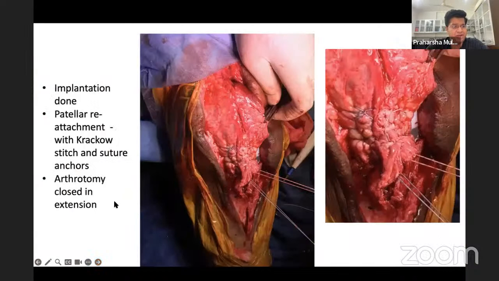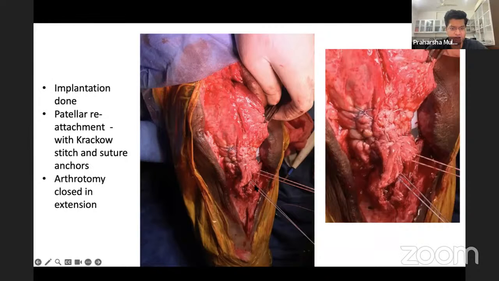So what did we do? We did the implantation. We went ahead with the procedure. Don't stop your procedure and keep prolonging your time. Go ahead with what you need to do. In fact, this will probably give you better exposure for the case. It's like doing a tibial tubercle osteotomy. So finish your procedure, come back, run a Krakow sort of a stitch through the whole tendon.